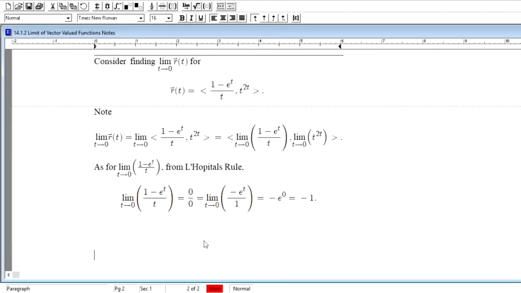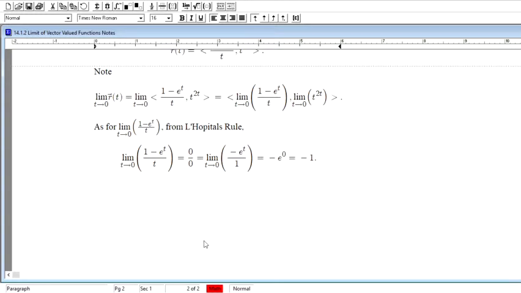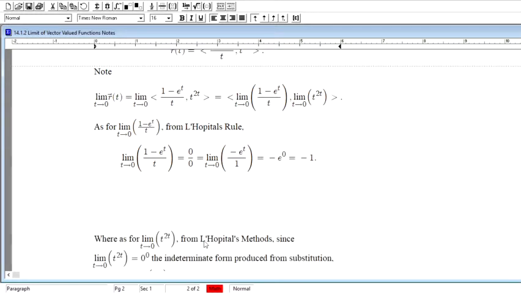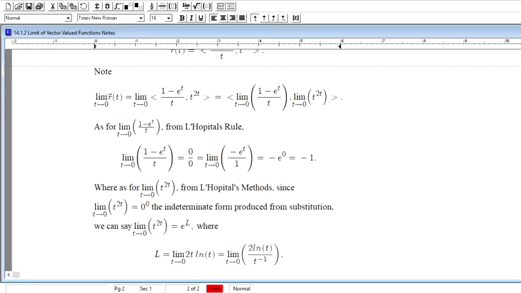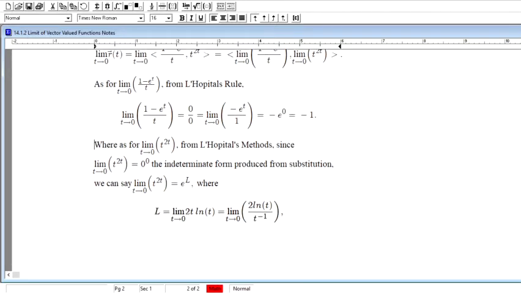All right? Whereas if I consider the limit now as t approaches 0 for t to the 2t, one thing we point out early is that this is going to require a little bit of L'Hopital's methods. Since when we attempt substitution into this format here, we do end up with that indeterminate form 0 raised to the 0 power. 0 raised to the 0 power is an indeterminate form, that if we go back and recall is going to require us to apply some L'Hopital's methods.